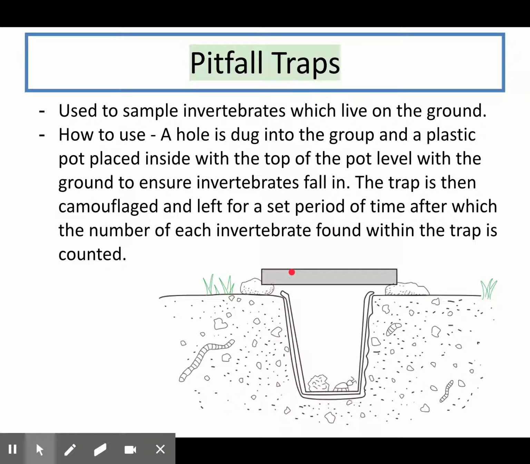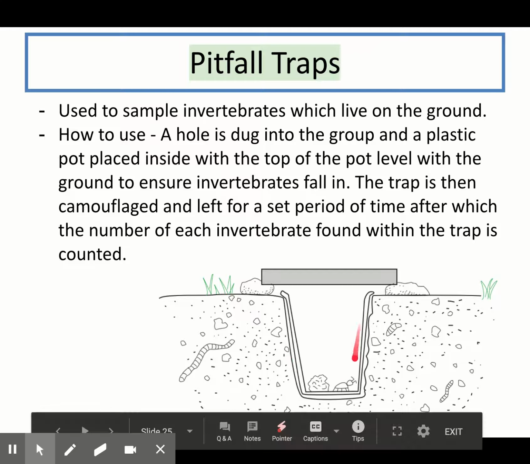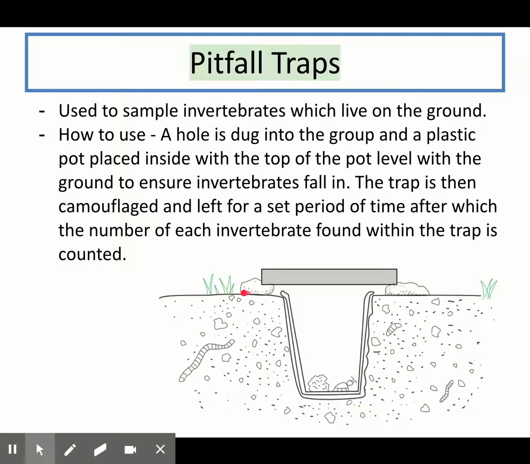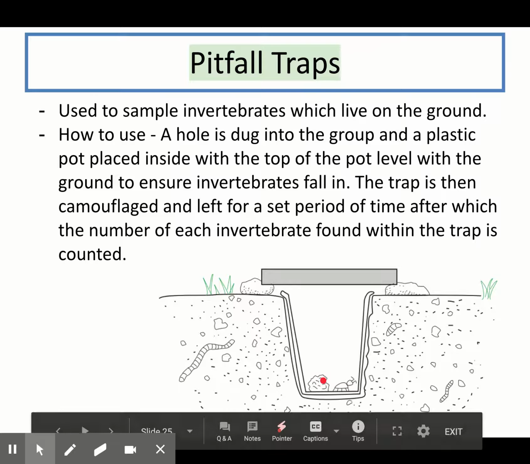Okay, so we've talked about quadrats, which are used to measure or estimate the abundance of plants and slow-moving organisms. Now we're going to look at pitfall traps. Pitfall traps are used to sample invertebrates which live on the ground, and that's really important. This is not about invertebrates that live up higher, it's not about ones that can fly, it's only organisms that walk along the ground and are small enough, so it's invertebrates that get caught in these. So how do you use it? Essentially you dig a hole in the ground, use a plastic pot and place it into that hole, with the top of the pot level with the ground to ensure that the invertebrates will fall in. So an invertebrate comes along, falls into the pot and gets trapped.